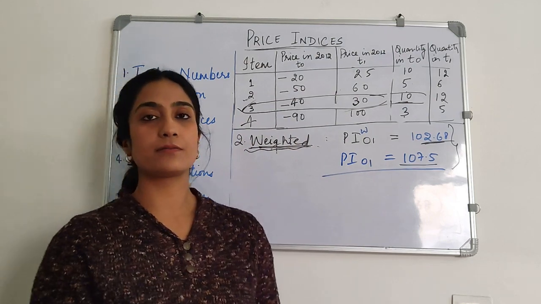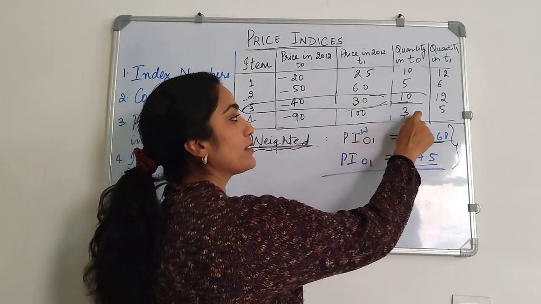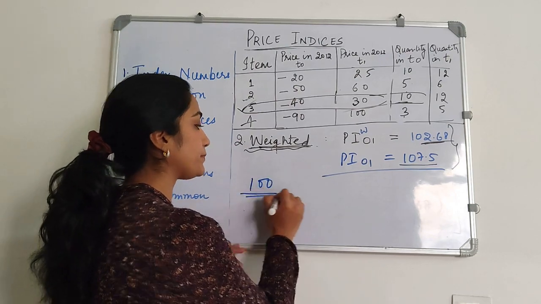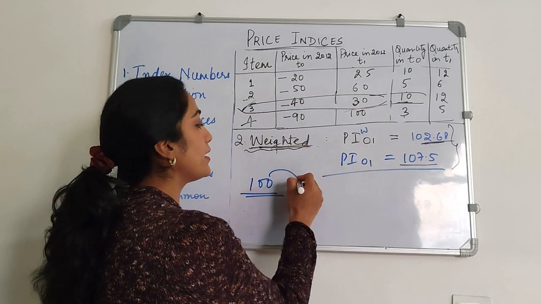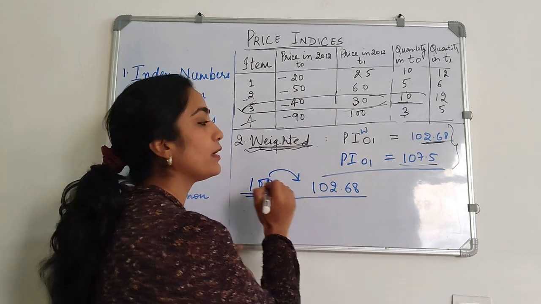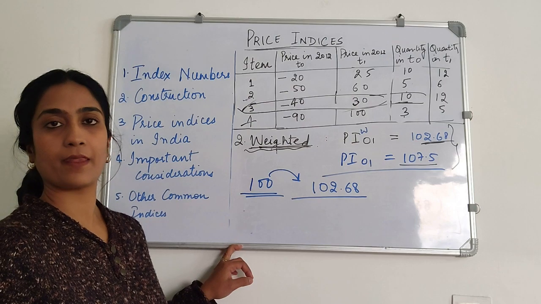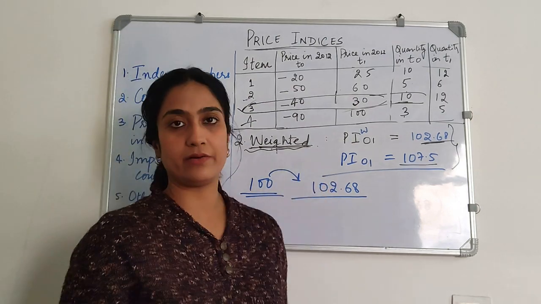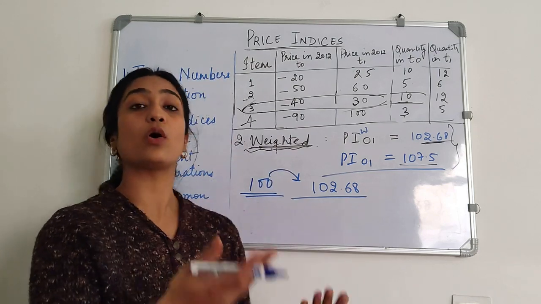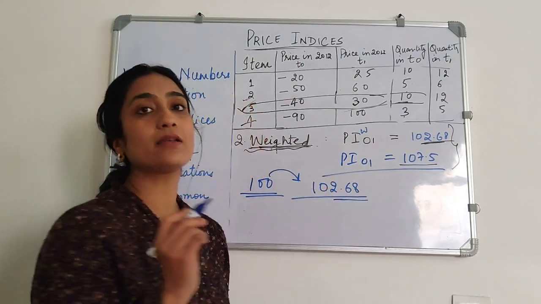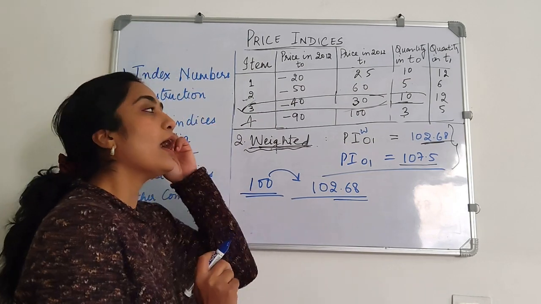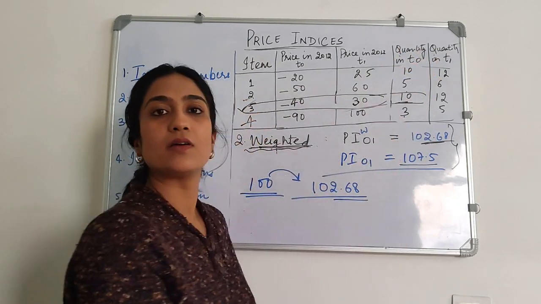what will be the price of that basket? If this basket was costing you 100 rupees in 2012, this basket will now cost you 102.68 rupees in 2013. This basket has become costlier. The same basket that you were consuming in 2012 now costs you 2.68% more. But this is just one basket, right?